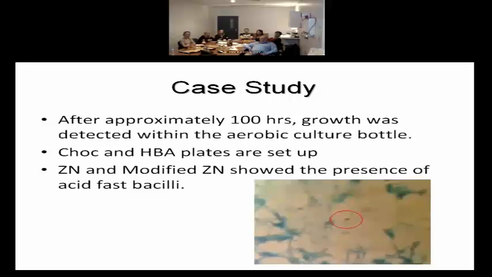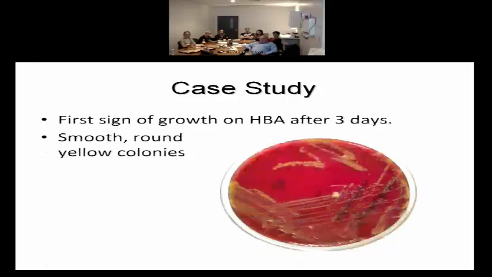So after approximately 100 hours, growth was detected within the aerobic culture bottle only, and a chocolate and HBA plate was set up. The Ziehl-Neelsen and the modified Ziehl-Neelsen showed the presence of acid-fast bacilli, and if you can see, there's one tiny one in that red circle there. After 3 days, the first sign of growth was found on the HBA. As you can see here, the colonies that grew were smooth, round, and had a yellow pigment.